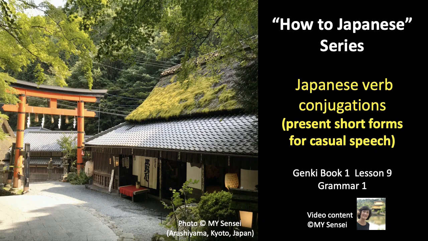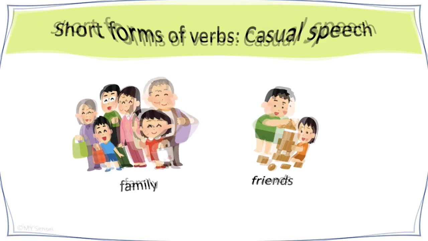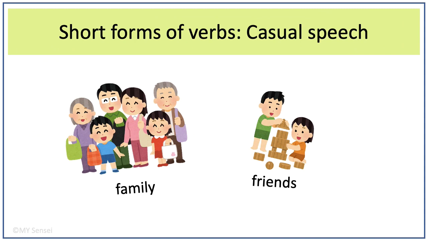Konnichiwa. In this video, you will learn how to conjugate Japanese verbs in their present short forms for casual speech. Short forms of verbs are used among family members and friends in casual speech. Japanese verb conjugations may seem complicated, but in fact they are very systematic, therefore easy if you know their verb types and their rules.